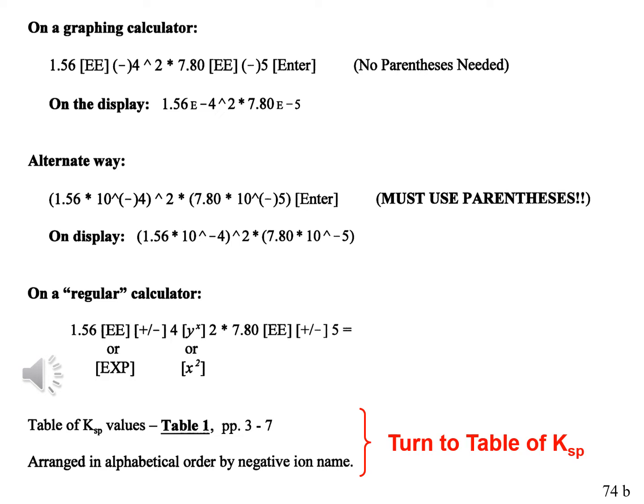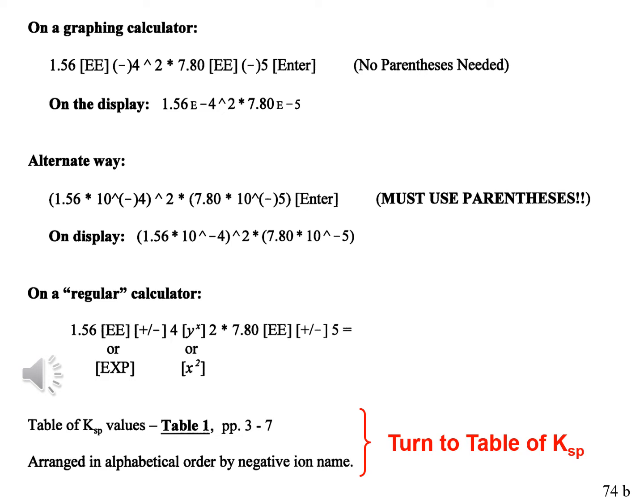Nobody really uses regular calculators anymore too much, so I want to show you that in your book, Table 1, which covers page 3 to 7, is a table of KSP values. And if you have your book, if you turn to page 3 and look through those pages, you can see that there's a column that has the KSP values for all the different salts. Now, the way I arranged them is that they are by the negative ion in alphabetical order. So bromides are on the first page and they go all the way to the end in page 7.